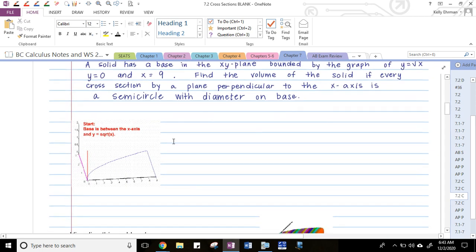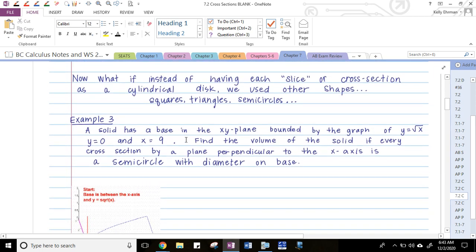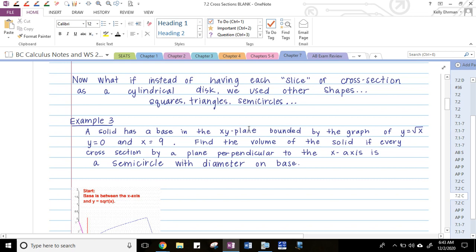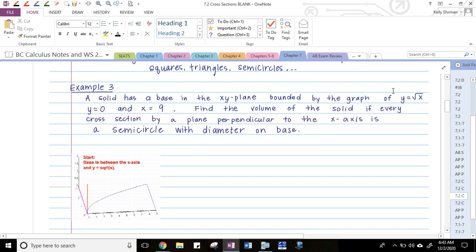It is kind of hard to visualize this, so let me just show you what we're talking about. Well, let's read this problem first. A solid has a base in the xy plane bounded by the graph of y equals square root of x, y equals 0, and x equals 9. So this little chunk here is the bottom of our shape, the base. Find the volume of the solid if every cross-section by a plane perpendicular to the x-axis is a semicircle with a diameter on the base.